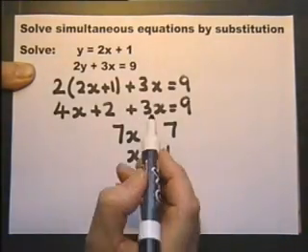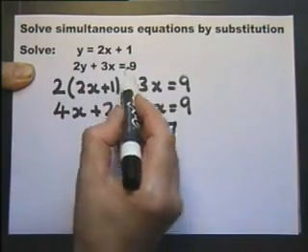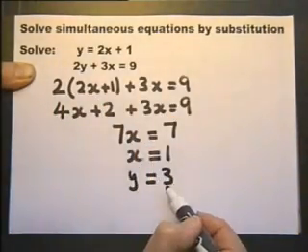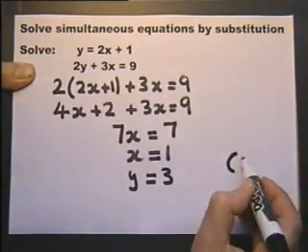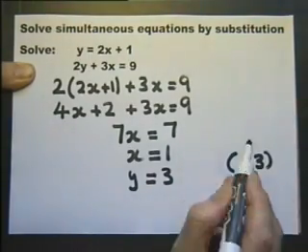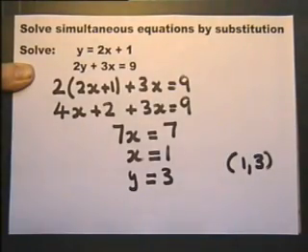Now what in fact we've found is where these two graphs, if they were drawn, would cross. If we drew those two graphs, they would cross at the coordinate 1, 3. And that is in fact what we're doing when we work out simultaneous equations. We're finding where the two graphs, if they were drawn, will cross.